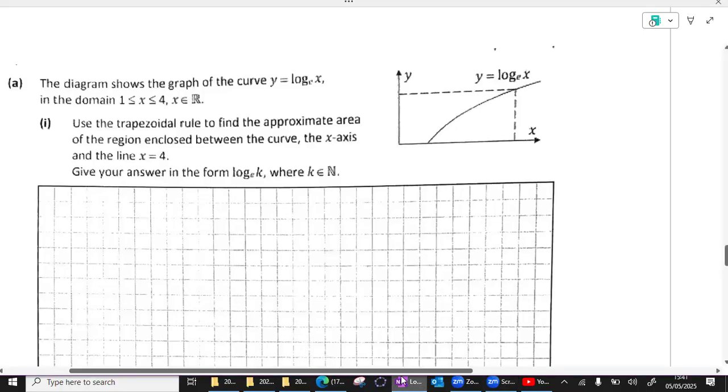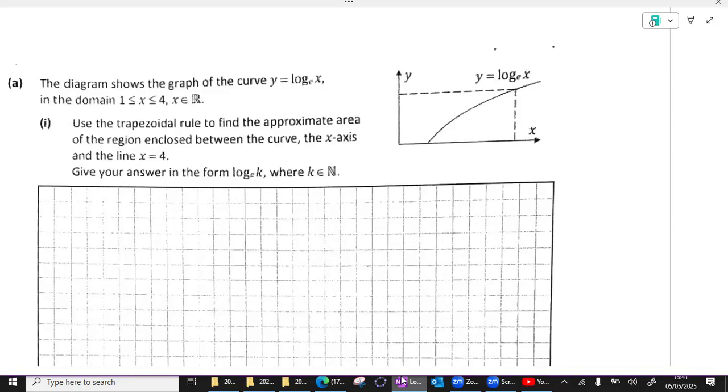The diagram shows the graph of the curve y equals log base e of x in this domain, 1 to 4. Use the trapezoidal rule to find the approximate area of the region enclosed between the curve, the x-axis, and the line y equals 4. Give your answer in this form.